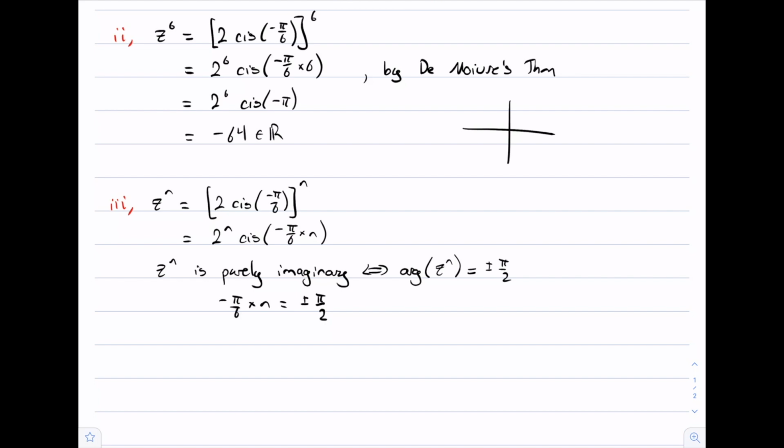So if we just rearrange this to solve for n, we can cancel off our pi's. This would give us plus or minus 3. But of course we want n to be positive, so therefore n equals 3 gives a purely imaginary value for z to the n. And that's the end of part A.